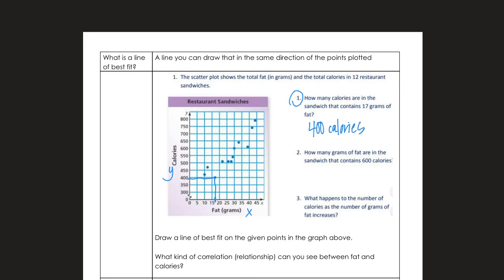I'm going to go ahead and erase what I drew on the graph. Okay, now this question is asking how many grams of fat are in a sandwich that contains 600 calories. And we can find a sandwich that has 600 calories. So we need to look at our Y values. If we look at 600, there's a point at 600, and when I go down, it has 30 grams of fat.